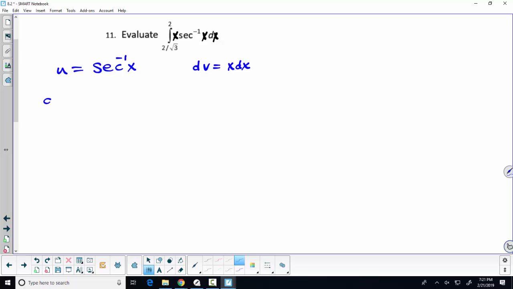The derivative of inverse secant. Anybody remember? Yeah, square root of X squared minus 1. Yeah, which is what? X squared minus 1.